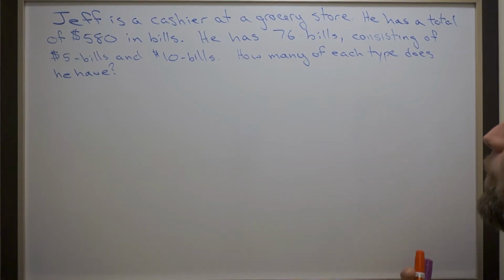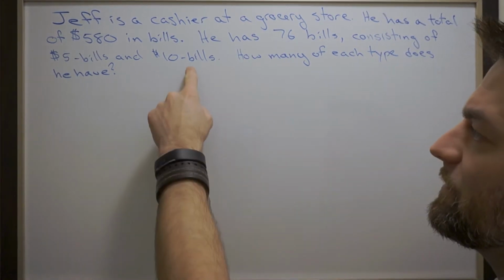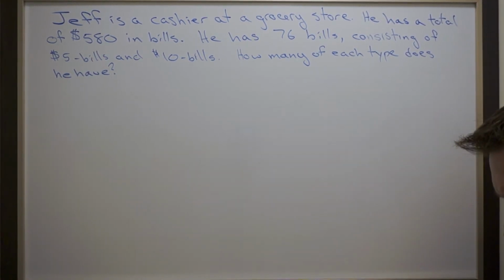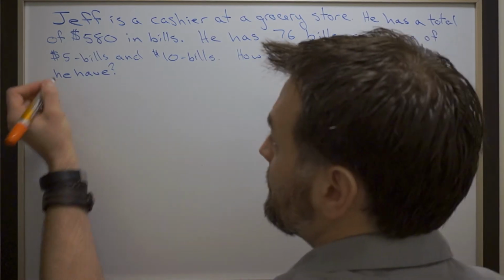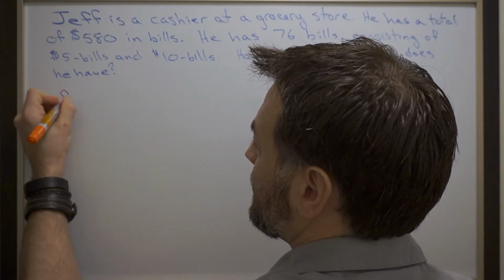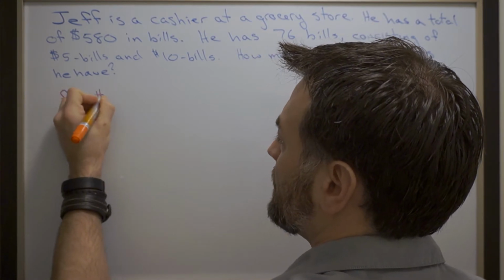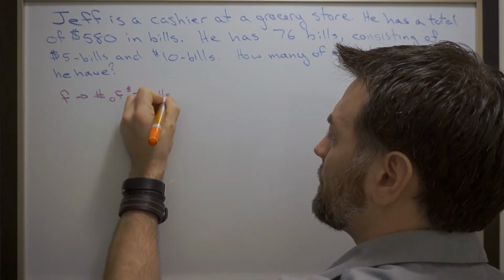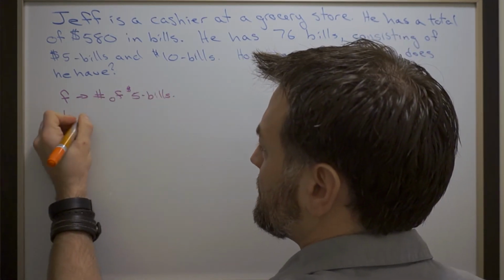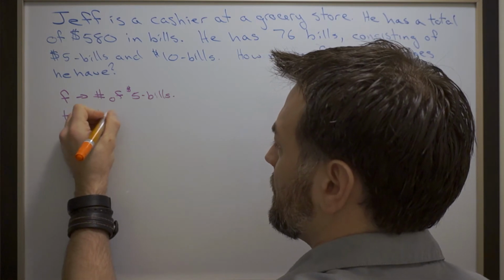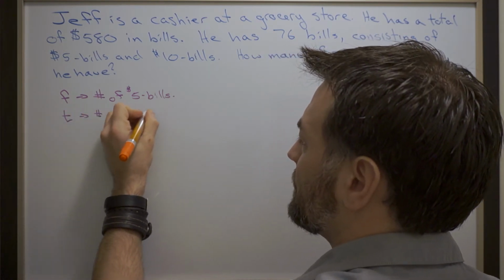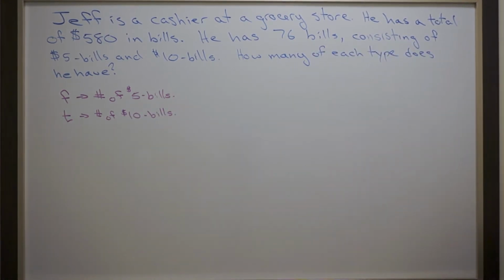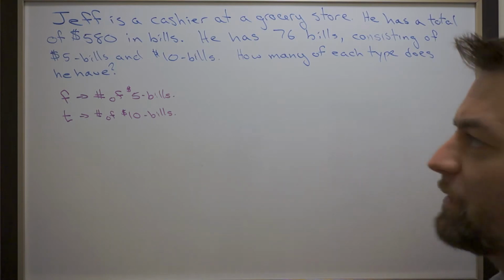Well, what do we have that has different types? Well, we have these $5 bills and $10 bills. So those would be our two variables. We'll use the letter F to represent the number of $5 bills, and the letter T to represent the number of $10 bills. So we have our two variables. Now we have to relate them.